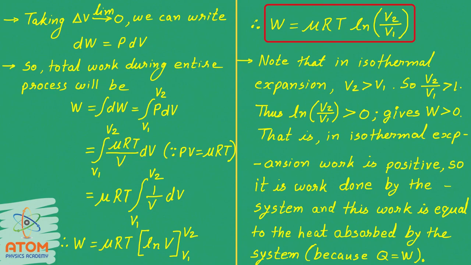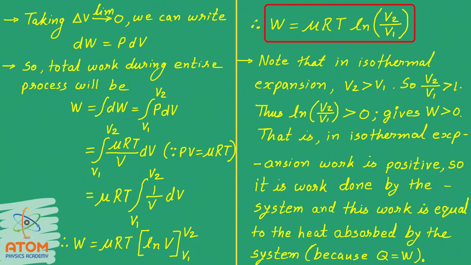But because this is an isothermal process, we can take mu, R and T all as constant and keep them outside the integration. So remaining is integration 1 upon V dV. Now from the integration rules, you know that integration 1 upon V dV becomes ln of V. Here you know that ln is log to the base e, right? Ln of V, and the limits are V1 to V2.